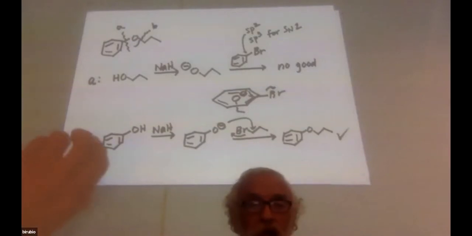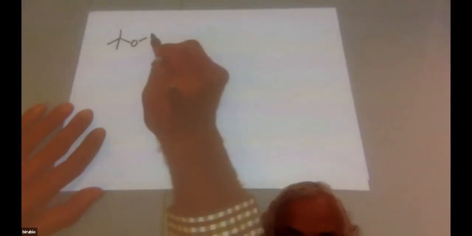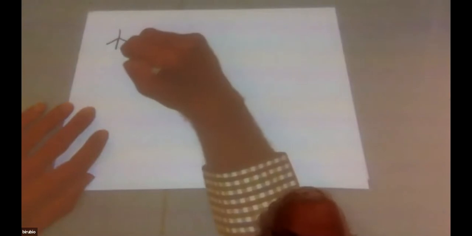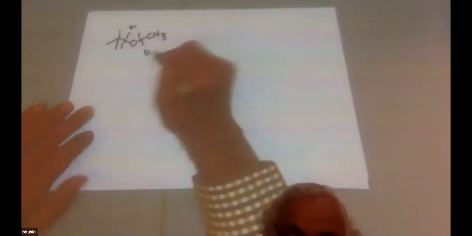All right, so that's a Williamson that works in one direction and a Williamson that doesn't work in another direction. Okay, so let's try this again with another system, and let's see whether both will work, one will work, or neither will work. All right, what about this ether? We could create this bond A, or we could create this bond B.